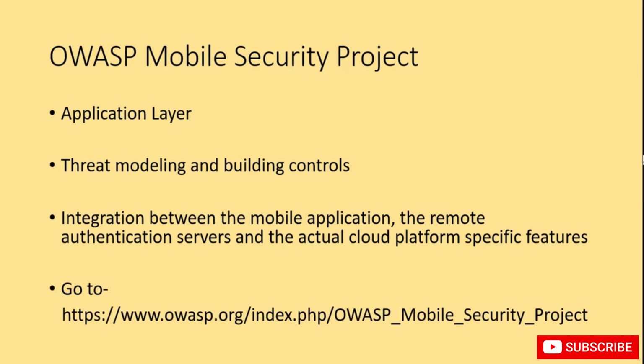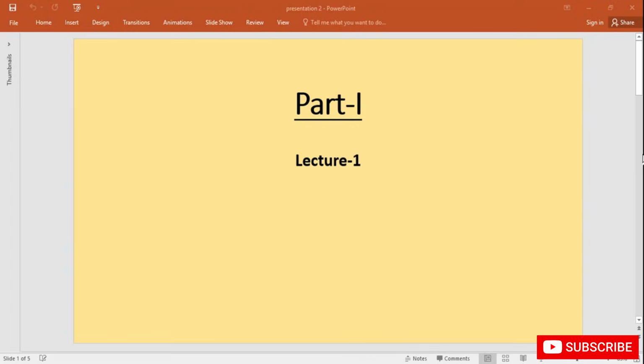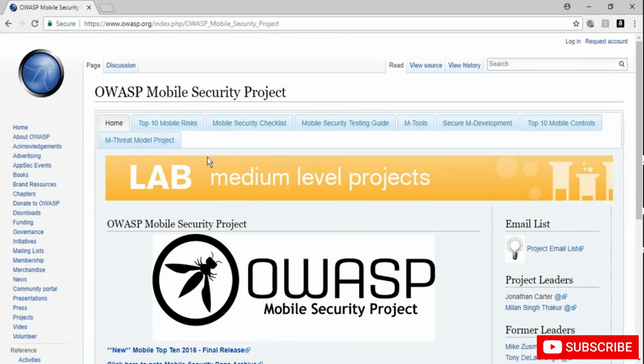Okay. Now let's take a look at some of the top security vulnerabilities and threats that are assessed for mobile devices on their website. If you look at the OWASP Mobile Security Project website, you will find tons of resources related to mobile security. The website includes the top 10 mobile risks, and we will review those in a minute. It also includes a mobile security checklist, a mobile security testing guide, a set of tools that they call M tools that allow you to test the security of mobile devices, guidance for secure mobile device development, the top 10 mobile controls, and a project dedicated to teaching you how to perform threat models for mobile devices.